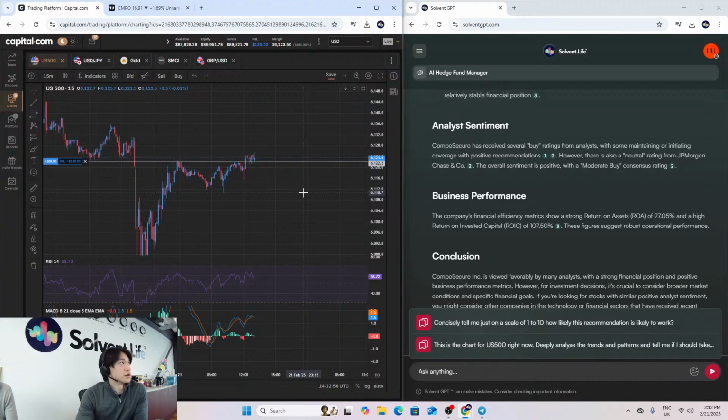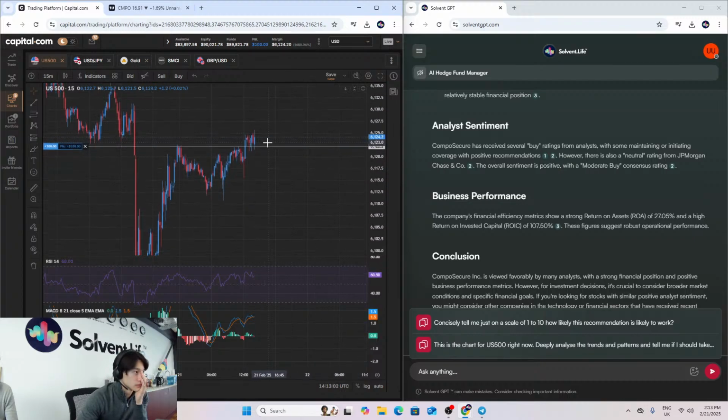Does seem to be slowing a little bit, so on this next quick retracement, we will be exiting. We'll take $200. Happy with that.